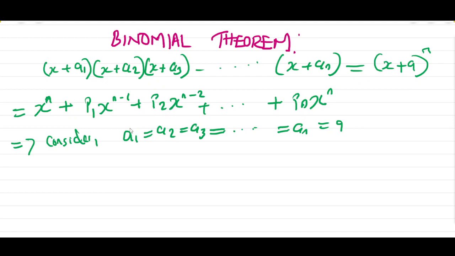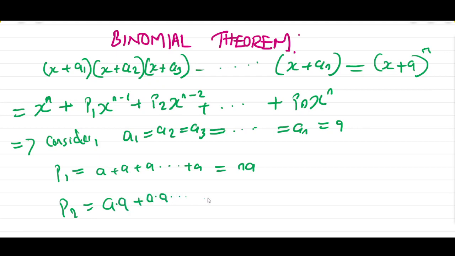Now what would this p1 be? P1 obviously would be when we have to add a repeatedly n times, so p1 would be a plus a plus a, but we're having n times, so it is na. What about p2? Well, p2, we're going to multiply a by itself, but how many times does it appear?